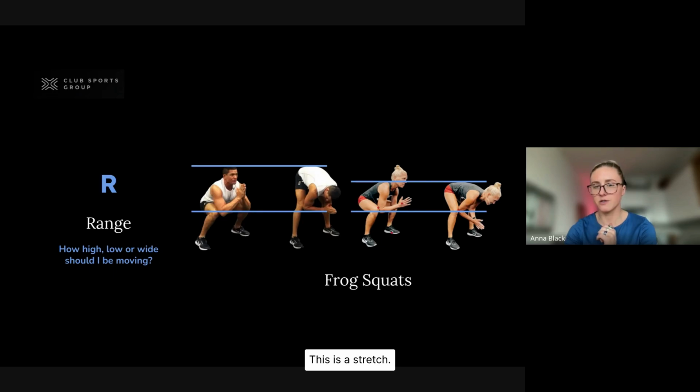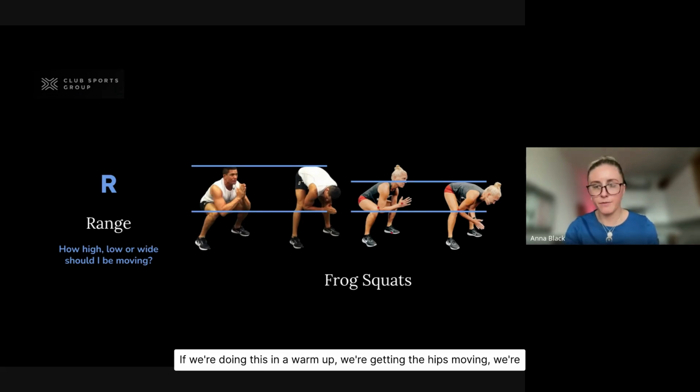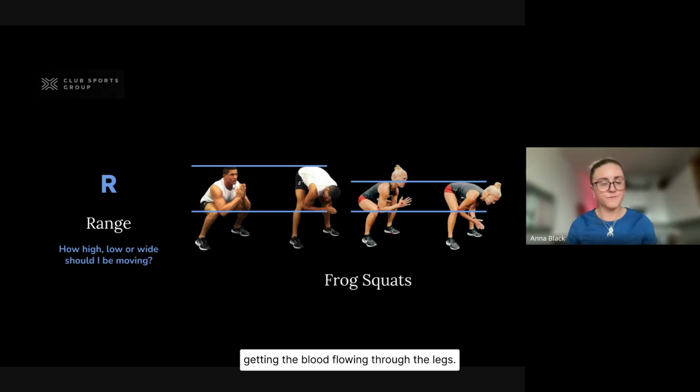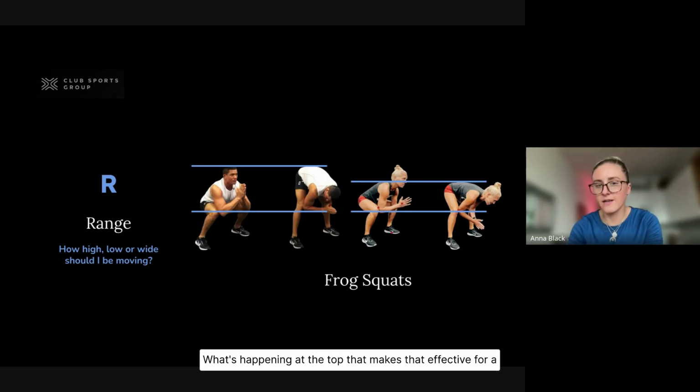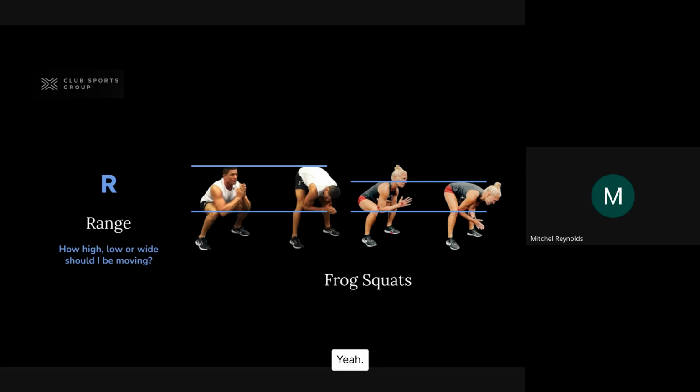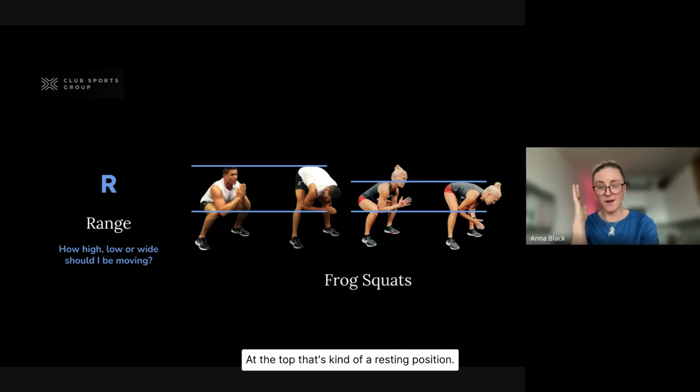This is a stretch. If we're doing this in a warm-up, we're getting the hips moving, we're getting the blood flowing through the legs. What's happening at the top that makes that effective for a stretch, but maybe not for a strengthening movement? The quads are getting locked out, so there's no more tension on his legs. Yeah, thanks, Mitch. At the top, that's kind of a resting position. We're losing a lot of that engagement.